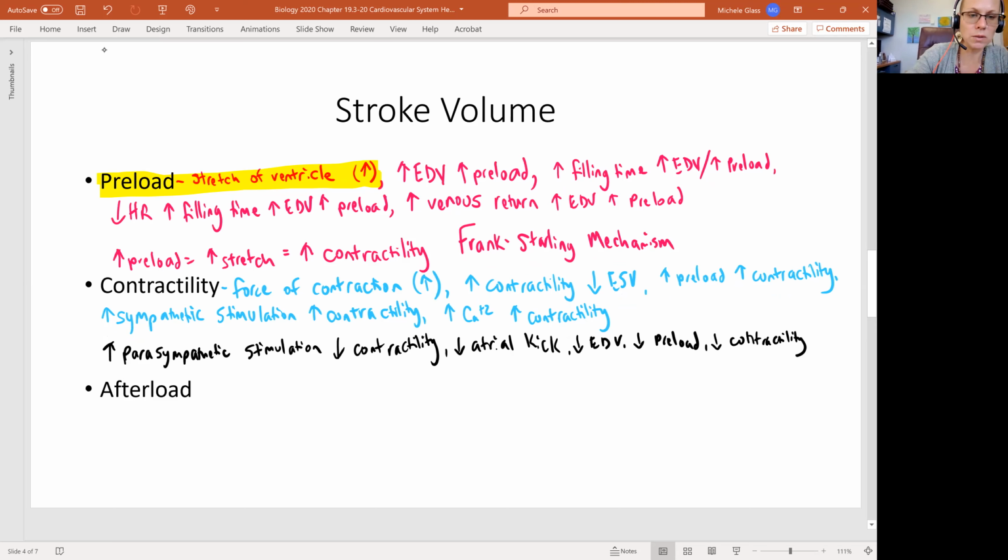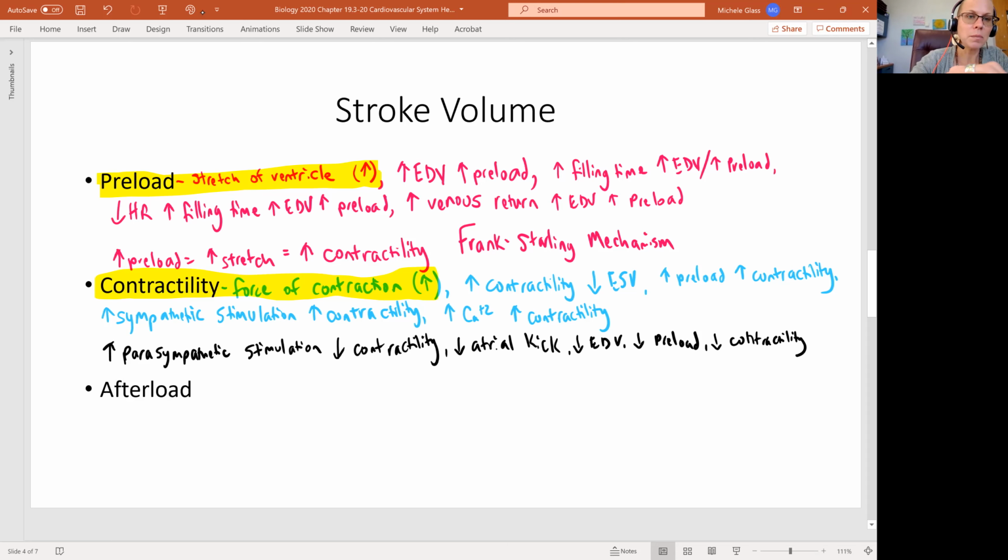Okay, so just to be clear again, contractility is the force of contraction, and we want this to be a lot of force in order to get a good stroke volume, in order to get a high stroke volume.